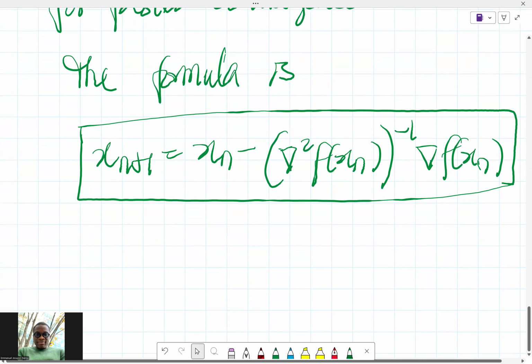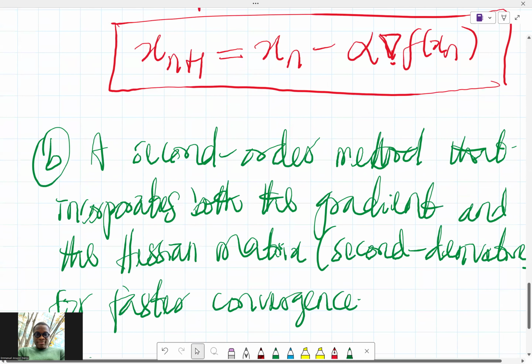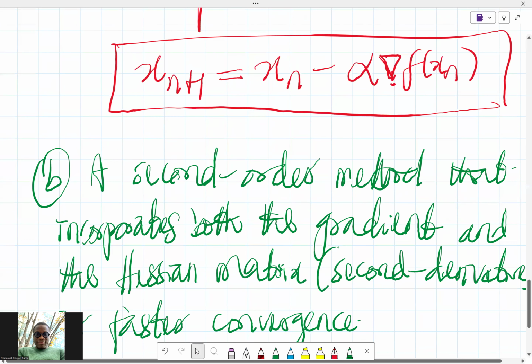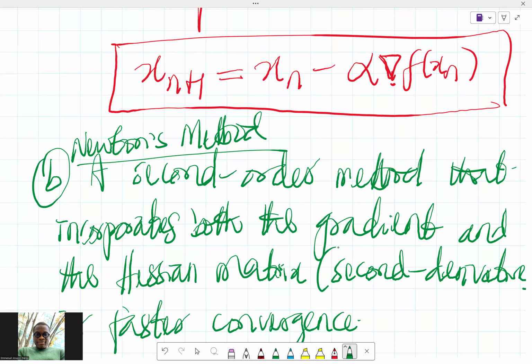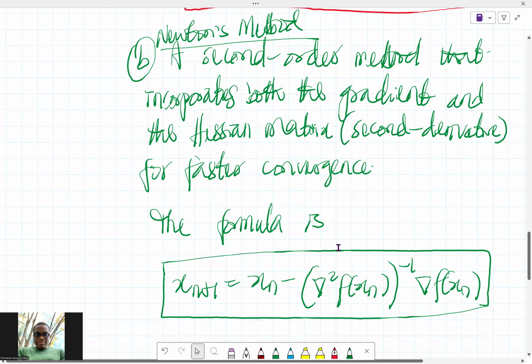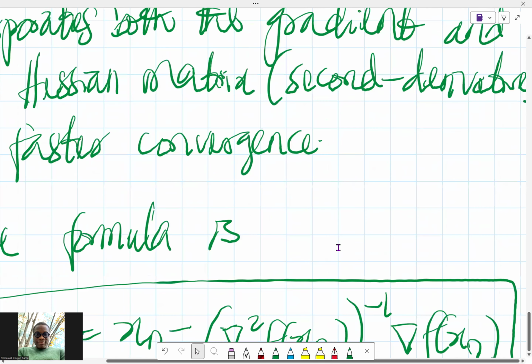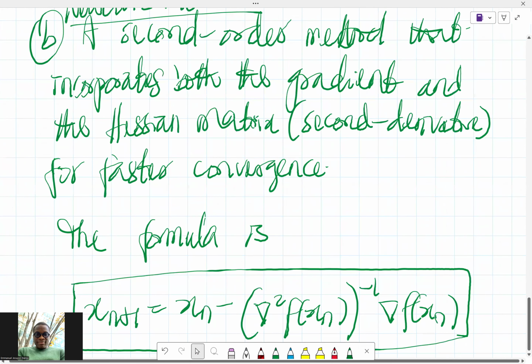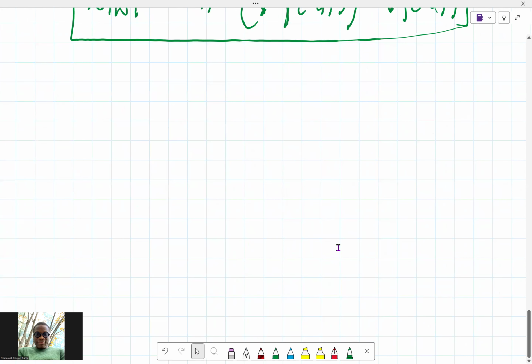So with that done, we have two examples. Okay, I didn't even write it. I think I was in a hurry to talk about it. Newton's method actually is the second one. Newton's method, which is a second order method that incorporates both the gradient and the Hessian matrix, which is the second derivative, for faster convergence.